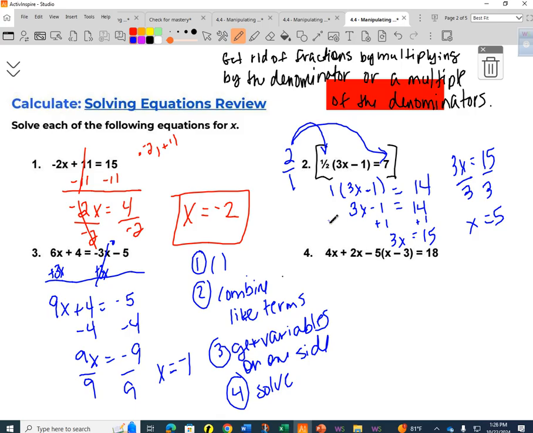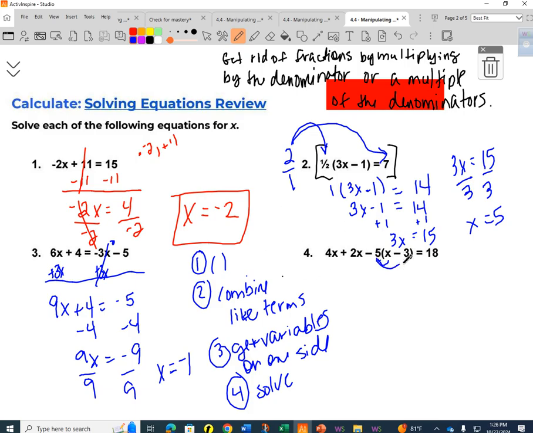Sometimes you don't have to do all the steps. Sometimes there's no parentheses. Sometimes there's no like terms to combine. Sometimes there's no variables on both sides, right? So number 4, there are not variables on both sides, but there are a whole bunch of variables on the left side. And there's parentheses. We're going to get rid of our parentheses first.